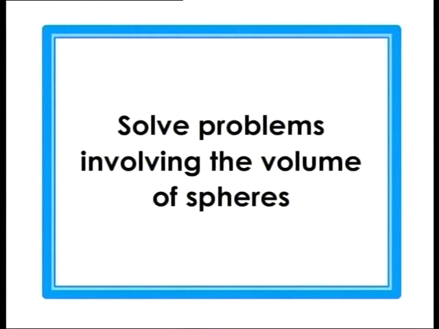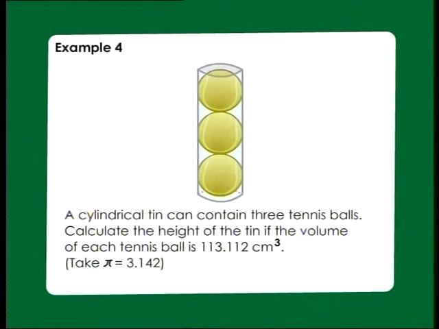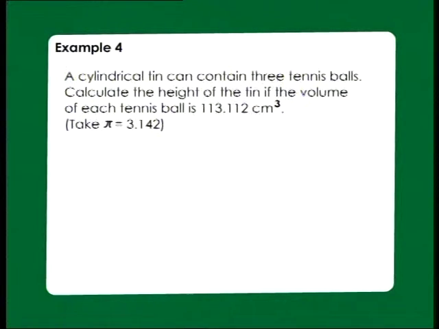Solve problems involving the volume of spheres. Example 4. A cylindrical tin can contain 3 tennis balls. Calculate the height of the tin if the volume of each tennis ball is 113.112 cubic centimeters. Take pi equals 3.142. Solution.